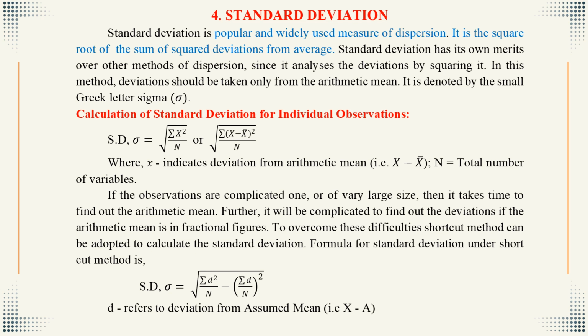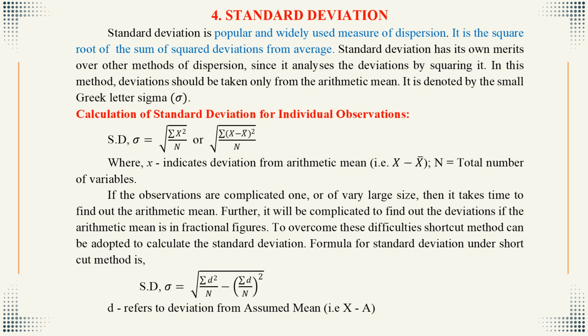If the observations are the complicated one or of very large size, then it takes time to find out the arithmetic mean. Further, it will be complicated to find out the deviations if the arithmetic mean is in fractional figures. To overcome these difficulties, shortcut method can be applied to calculate the standard deviation. Formula for standard deviation under shortcut method is sigma equal to square root of sigma d square by n minus sigma d by n the whole square. D refers to deviation taken from assumed mean.